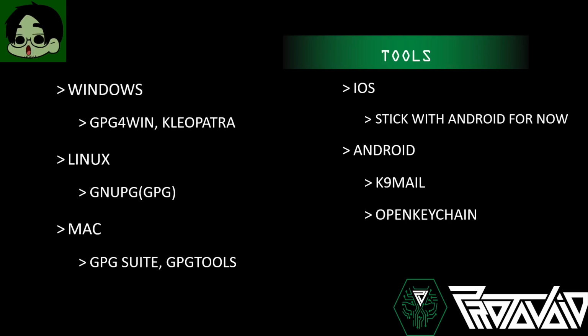Android, K9 Mail is a big one. Tech Prepper uses it and talks about it. There's also Open Keychain. I don't use Android very often. I use it for some of the radio stuff, but my day-to-day is always going to be iOS. Can't say always, but it's iOS. And I kind of just have to stick with dealing with that.